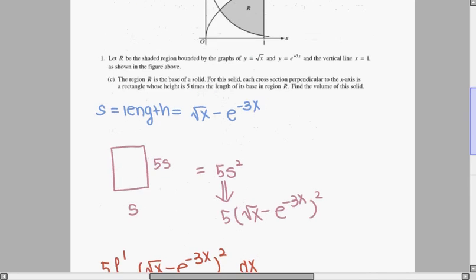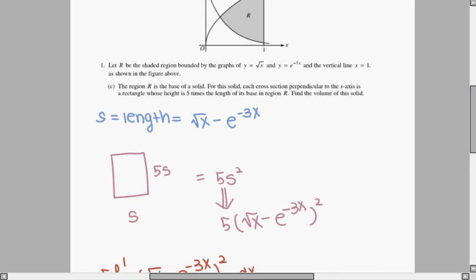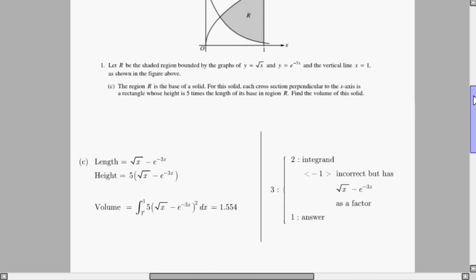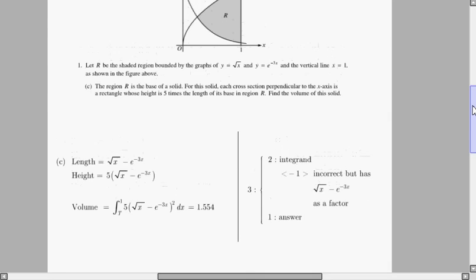And for these kinds of problems, they may seem complicated, but the straightforward way to do it is just find your s, which is your length, and then look at the shape they give you and find the area of that, and then put your s into that, and then integrate the result, and that would give you what you want if you have no idea what you're doing, like me. So the AP rubric gives you 2 points for your integrand and 1 point for your answer. For the integrand, they'll take off only 1 point if it's wrong but you still have root x minus e to the negative 3x as a factor. So if you have your s right, they'll actually only take off 1 point.